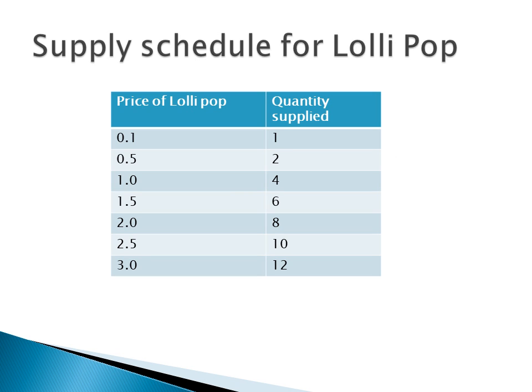A supply schedule is a table that shows the relationship between the price of the goods and the quantity supplied. This is a typical supply schedule for lollipops, at which the prices the manufacturer is willing to supply the goods are positively related with the quantity being supplied. This reflects the law of supply, which says the higher the price, the higher the quantity being supplied, and the lower the price, the lower the quantity being supplied.